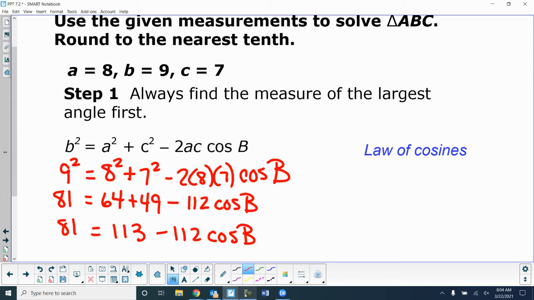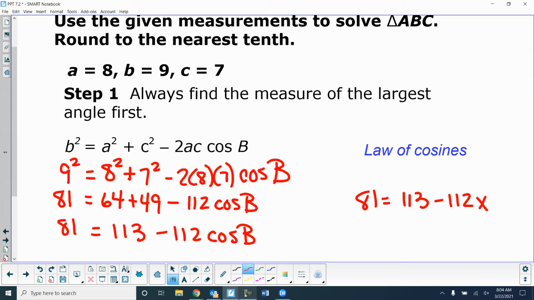All right, so if I had something over here like, let's say, what if I had it like this? I'll just say 81 equals 113 minus 112x. What do you do next over here to solve for x? Take the 113 over, right? That makes sense, doesn't it?